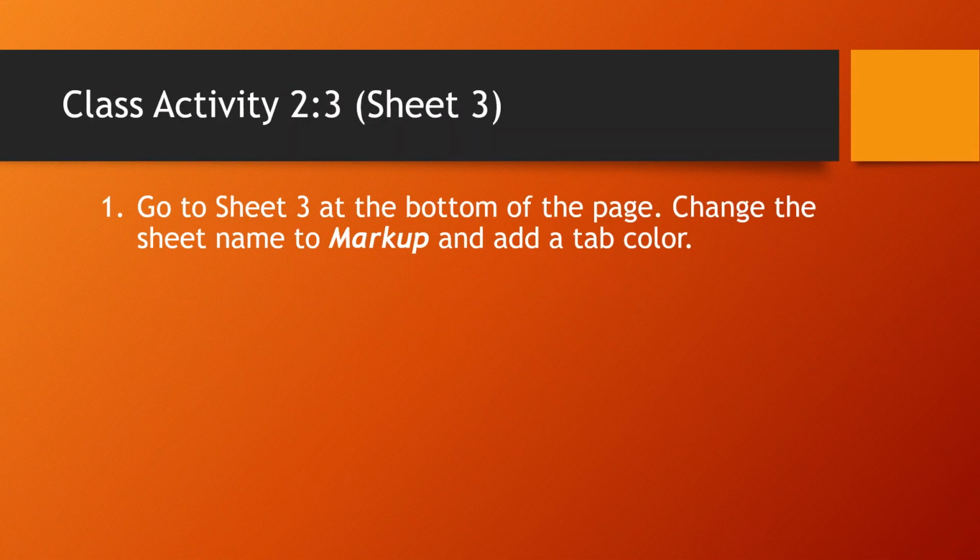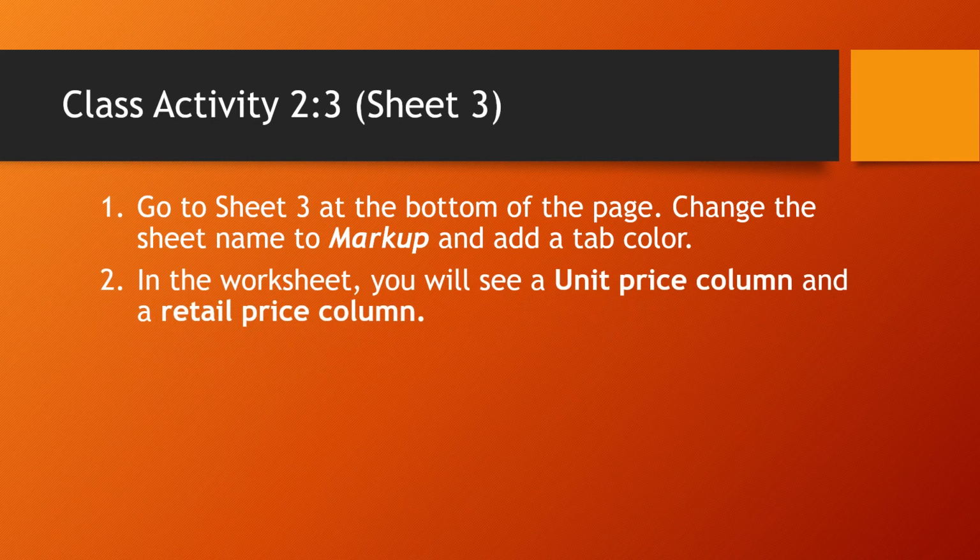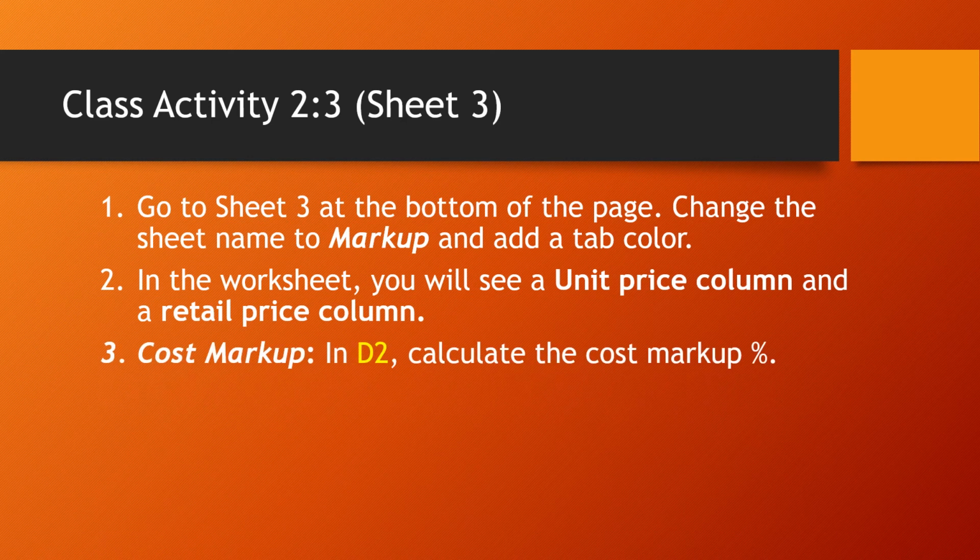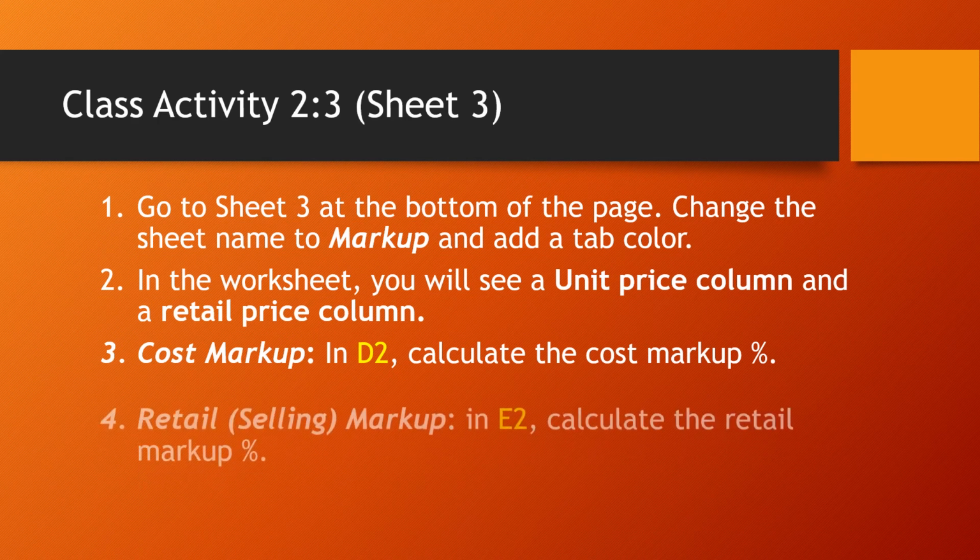Class Activity 2-3, Sheet 3. Go to Sheet 3 at the bottom of the page. Change the sheet name to Markup and add a tab color. In the worksheet, you will see a unit price column and a retail price column. To calculate cost markup, in D2, calculate the cost markup percent.